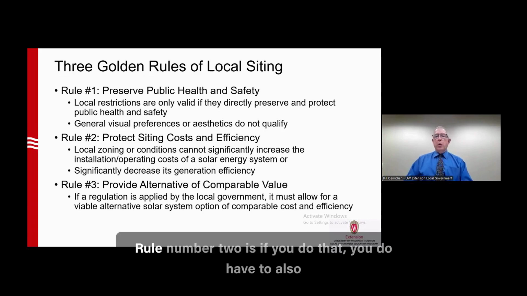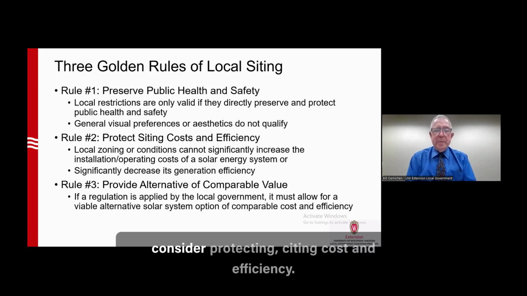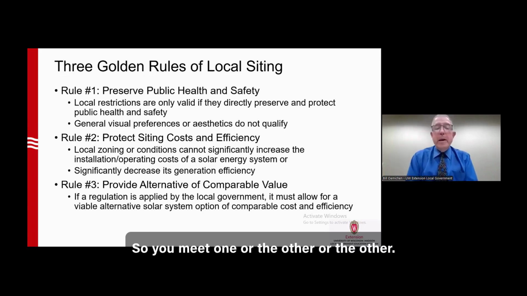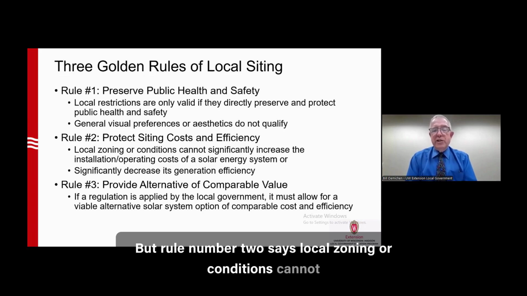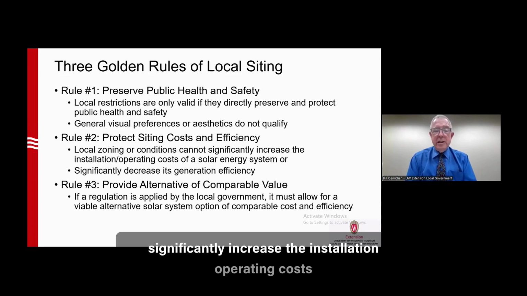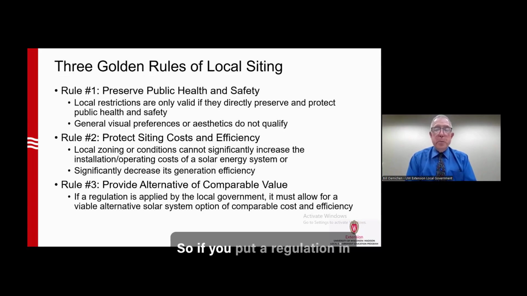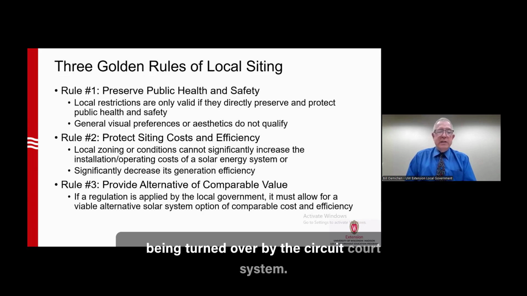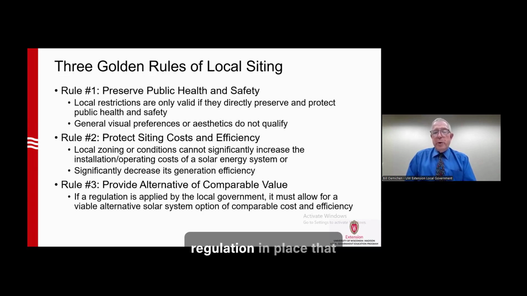Rule number 2 is if you do that, you also have to consider protecting siting costs and efficiency. These, by the way, are ors, not ands, so you meet one or the other or the other. Rule number 2 says local zoning or conditions cannot significantly increase the installation or operating costs of a solar energy system. So if you put a regulation in place through a conditional use permit, you have to consider that you're not significantly increasing that cost, because if you do, it's going to be subject to being turned over by the circuit court system. You also cannot put a regulation in place that significantly decreases generation efficiency.